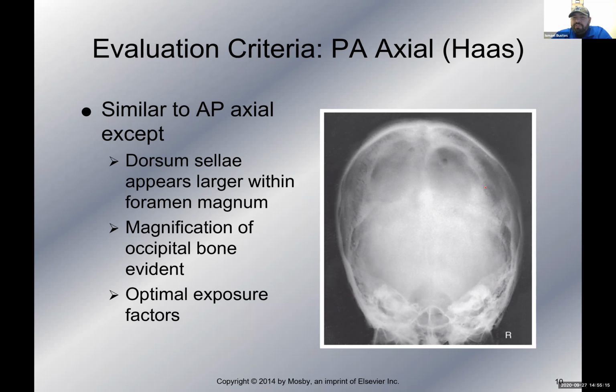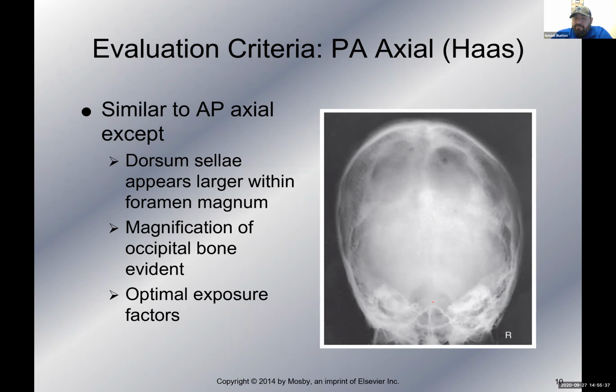The occipital bone, which is back here, right, is going to be magnified just because it's further away from the image receptor. So just know that this projection does take the place of, or can replace, the Towne projection, but it's not the best projection because it's going to place the occipital bone too far away from the image receptor. Now, going back to the dorsum sellae within the foramen magnum.